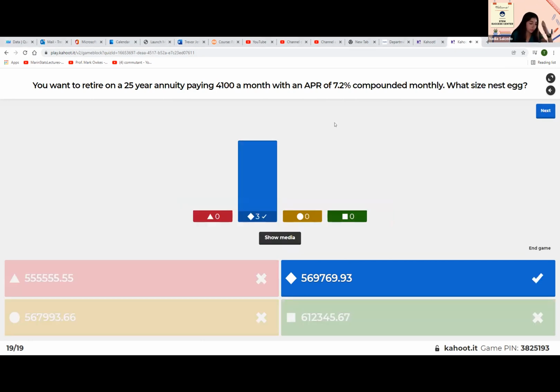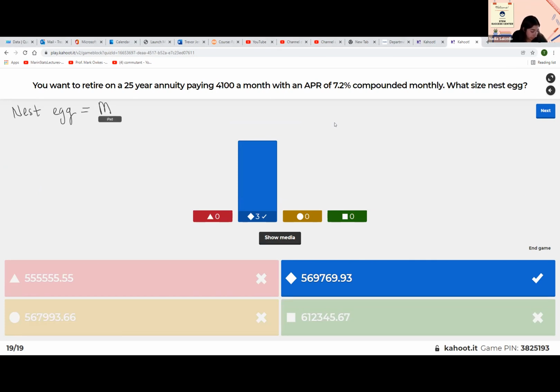Okay, so you want to retire on a 25-year annuity. What is the size nest egg that you need? So we're going to use our annuity yield formula, but we're going to go ahead and reverse it so we can find our nest egg. So we're reversing our monthly annuity yield formula to find the nest egg.